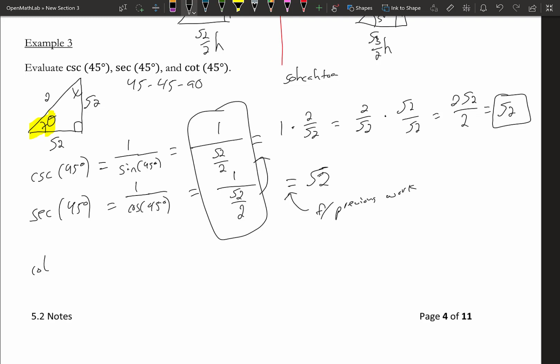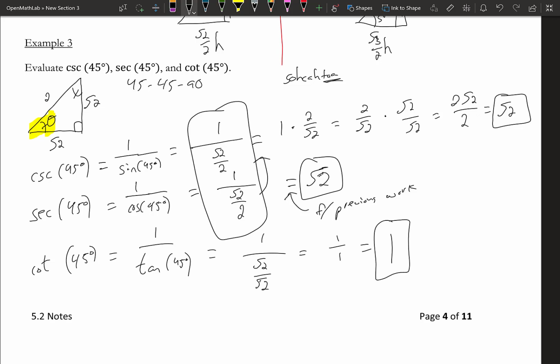Then cotangent of 45 degrees is equal to 1 divided by tangent of 45 degrees, which would be equal to 1 divided by, using the TOA, that would be opposite, so radical 2, over the adjacent, which would be radical 2. So radical 2 divided by radical 2 is just 1. So this would be equal to 1 divided by 1, which is just 1. So cotangent of 45 degrees is just 1. So we got all three of those answers.